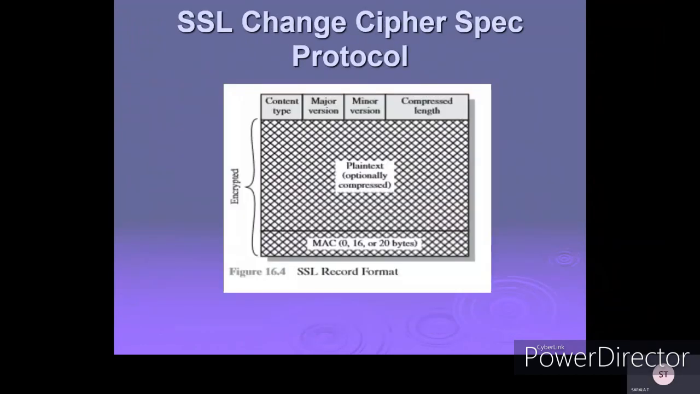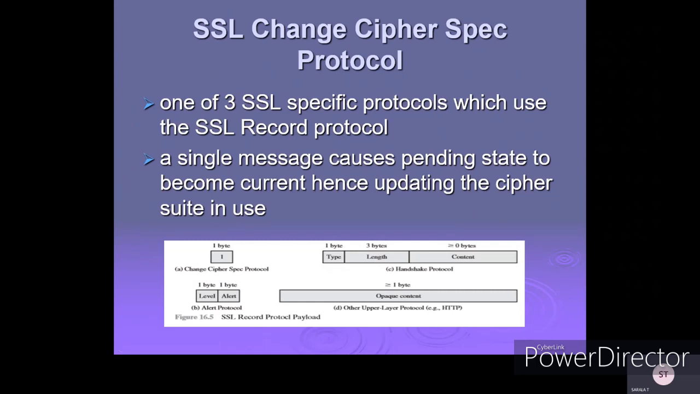You can see the SSL change cipher specification protocol. Content type, major version and minor version are also included, and compressed length. What is the actual compressed length used? This is part of the header, and you have the encrypted actual plain text, the compressed plain text with MAC calculation, which will provide you the SSL record format. Okay, this is your final format.